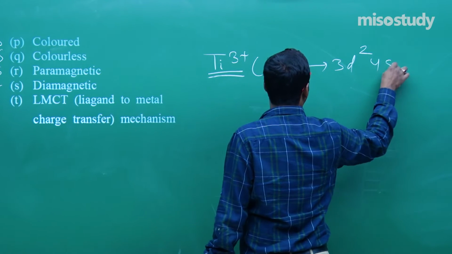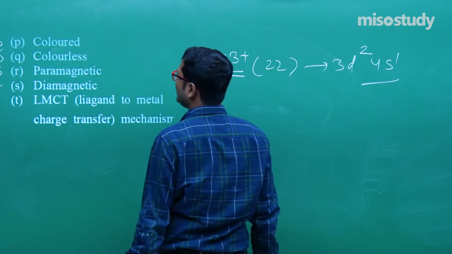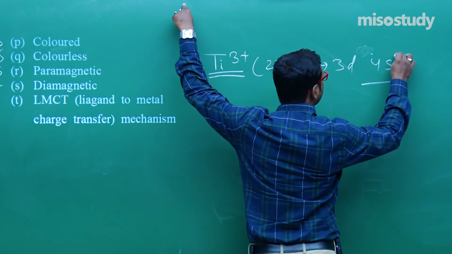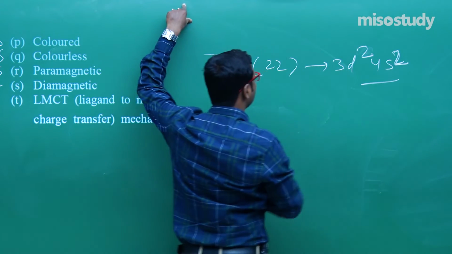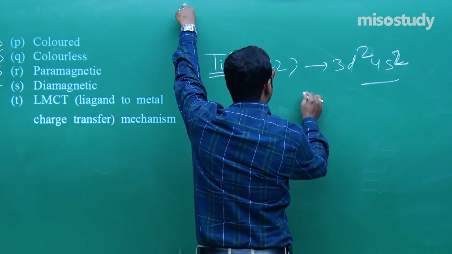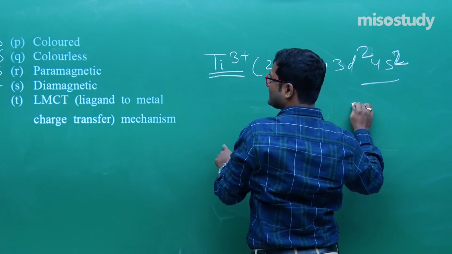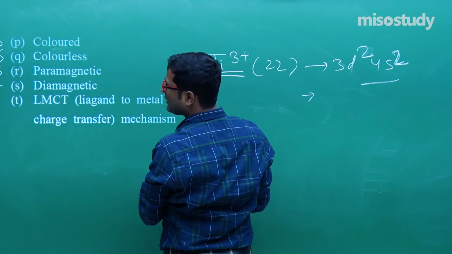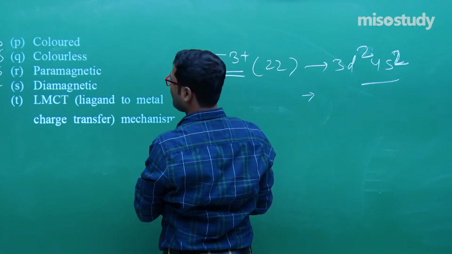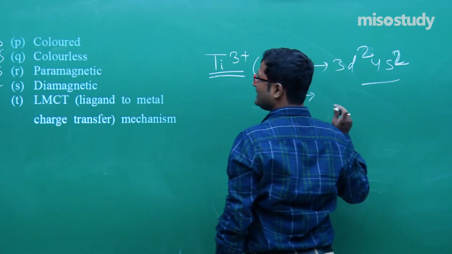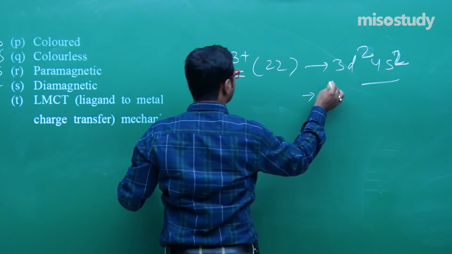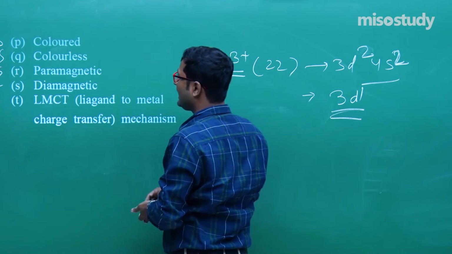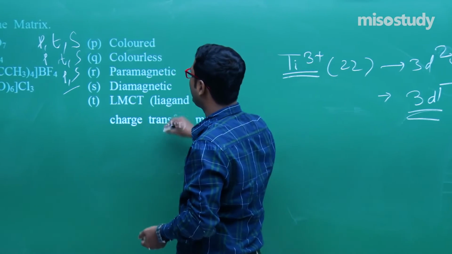That is 3d2 and 4s1. Clear to you? Wait for a moment. Ti, atomic number 22, 4s2, 3d2. If Ti is in a +3 oxidation state, then what will happen? Look at 3d1, 4s2. Since Ti is in a +3 oxidation state, it can be written as Ti3+, that is 3d1. If there is 1 electron, then definitely it is paramagnetic.